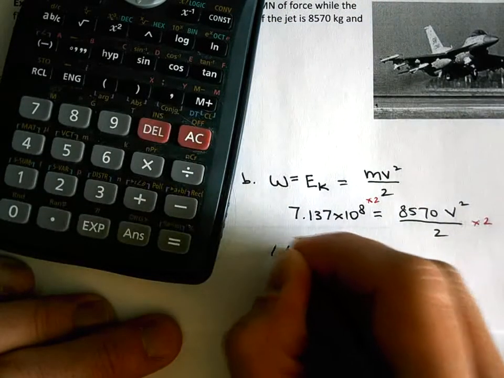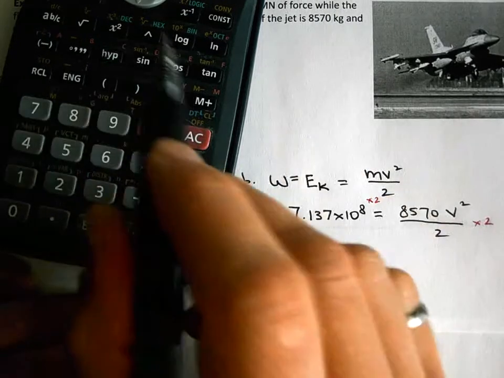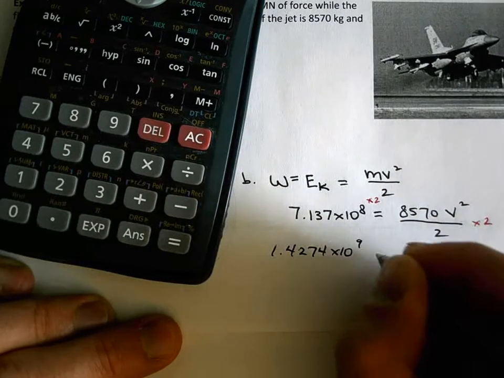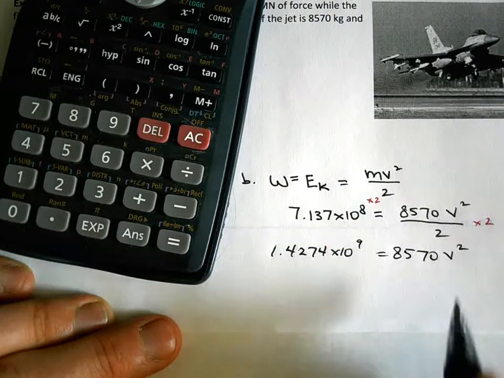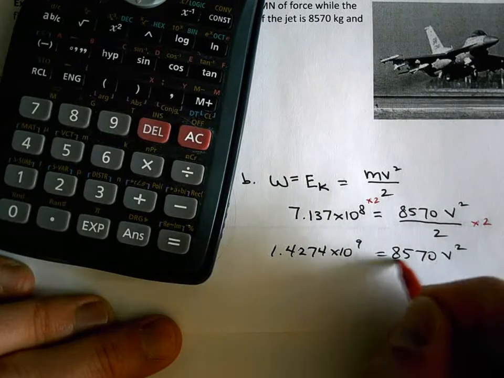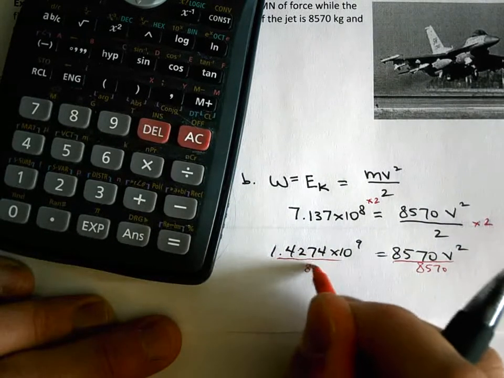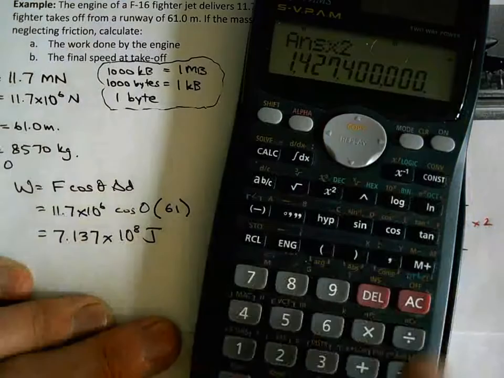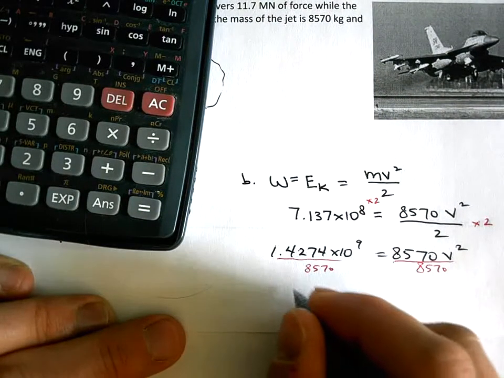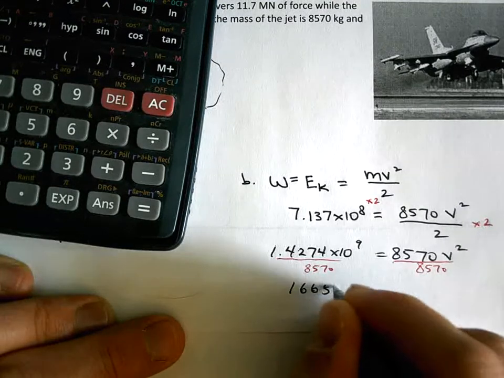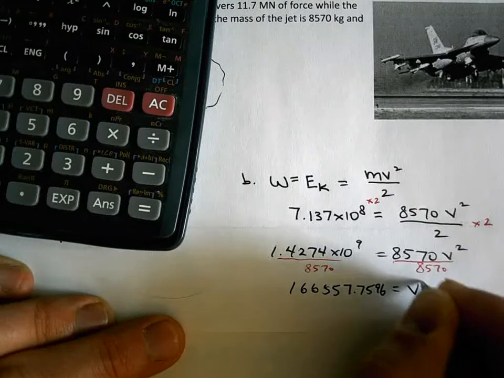I end up with 1.4274 times 10 to the 9 is equal to 8570 v squared. Now, I want to get the v squared by itself, so I'm going to divide both sides by 8570. So I end up with 166,557.7596 is equal to v squared.